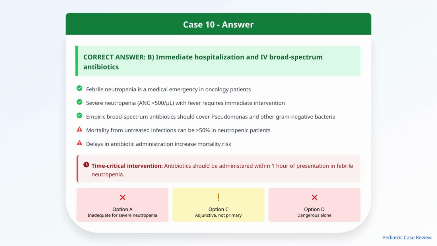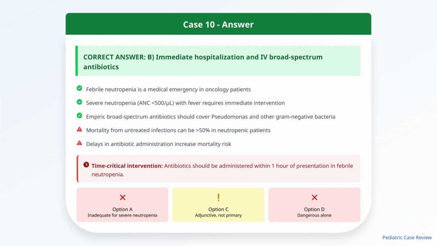Immediate hospitalization and intravenous broad-spectrum antibiotics represent the standard of care for febrile neutropenia in pediatric oncology patients. Febrile neutropenia, defined as a fever with an absolute neutrophil count below 500 per microliter, is considered a medical emergency. This patient's neutrophil count of only 100 per microliter indicates severe neutropenia, putting him at extremely high risk for life-threatening infections.